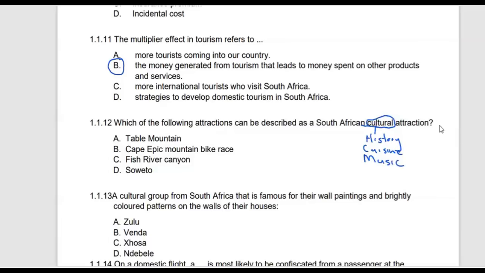So in this case, if you look at Table Mountain, you can see that this is actually a natural attraction. Then if you look at the Cape Epic mountain bike race, you can see that this is a sporting event. The Fish River Canyon is actually a natural attraction. So the option which we are left with there is Soweto. I think you know that Soweto is a township with a vibrant history, with a vibrant culture. So there's so much to do which is related to culture in Soweto. So Soweto can be described as a South African cultural attraction.